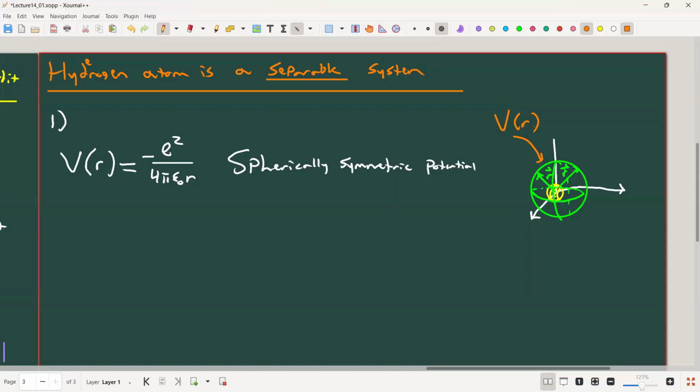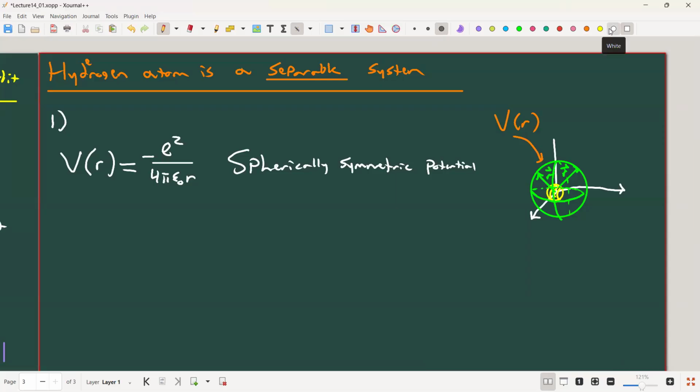It doesn't matter which direction two planets are coming together. It only matters how close they are. Just like this. And so what that means is that if we fix R, then every point has the same potential energy. Just a fixed surface at a given R.